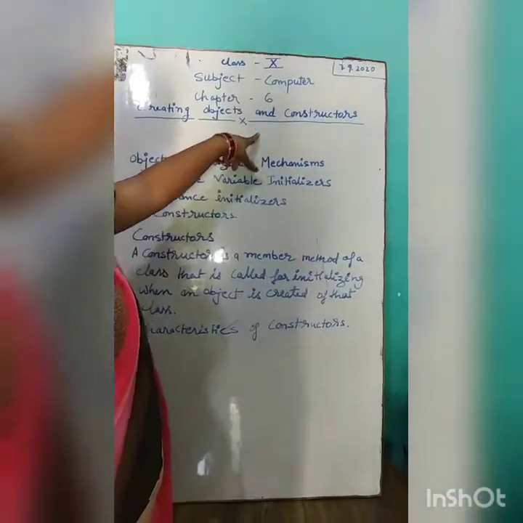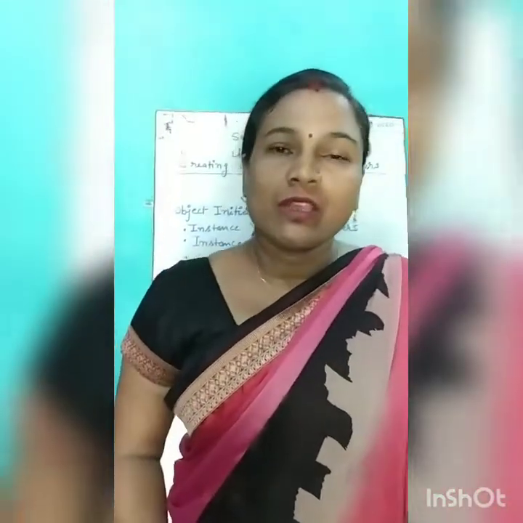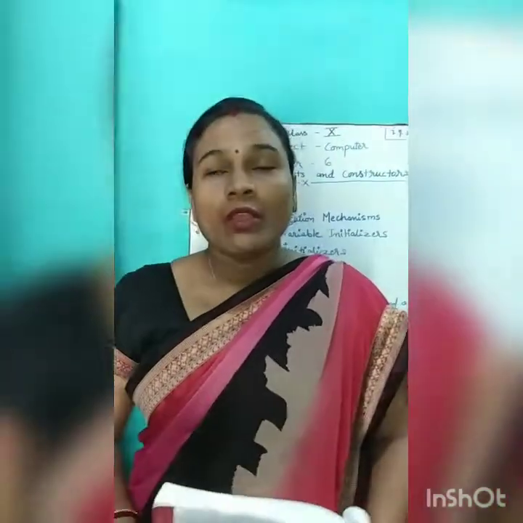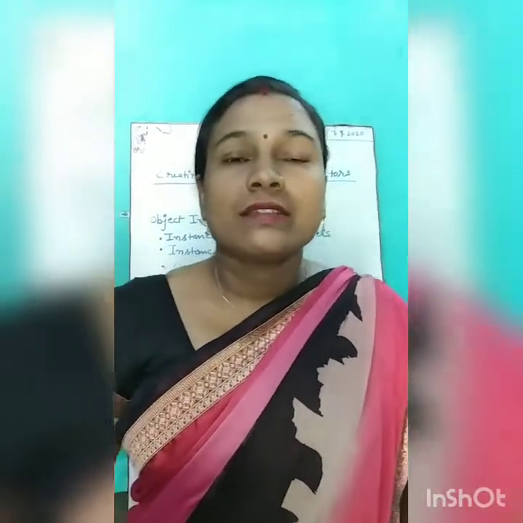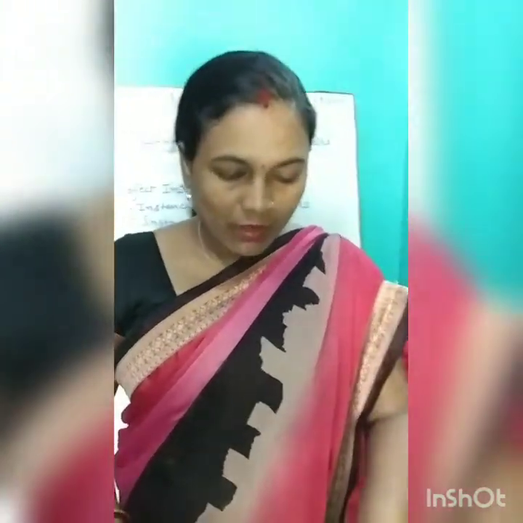Today I am going to teach you chapter number 6, which is creating objects and constructor. Children, do you know in Java you must create a class for doing programming. So, what is a class? A class is a template for an object. It means when you create the class, then you have to create an instance of the class. Clear? So, instance means object. You must create the object of the class, and the object calls the methods. Okay, and methods carry the values.